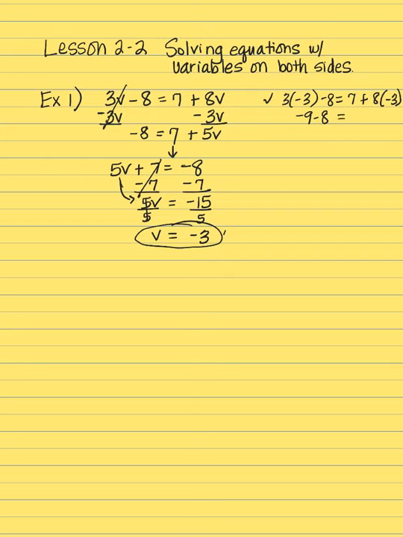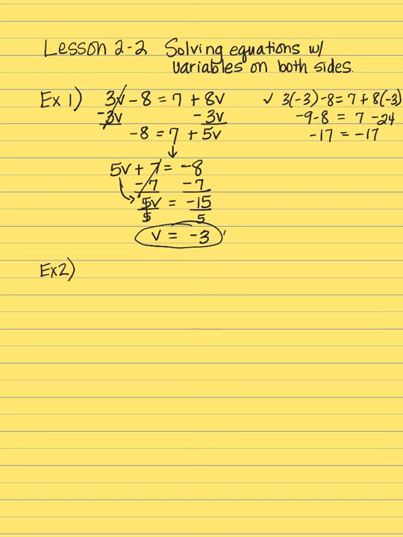On the right side, we've got 7 plus 8 times negative 3. PEMDAS tells me to do 8 times negative 3 first. That's negative 24. And then bring your 7 down. So negative 9 minus 8 is negative 17. 7 minus 24 is also negative 17. If those are the same answer, then they're equal, which means it does check, and that means negative 3 is the correct answer. Okay, so let's move on to another example.